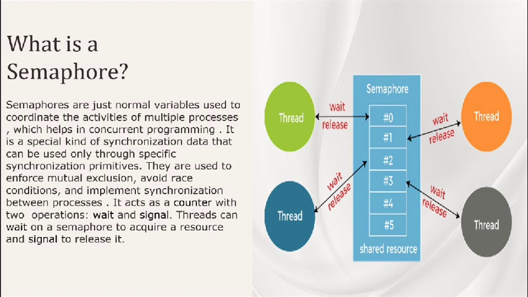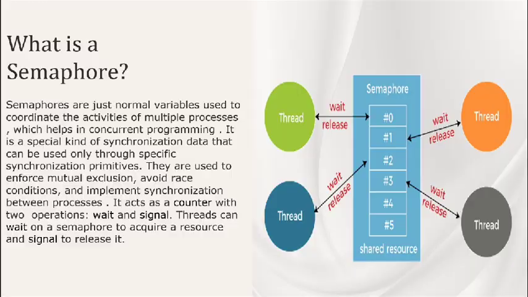Semaphores are used to provide mutual exclusion, avoid race conditions, and implement synchronization between processes. It basically has two operations, they are wait and signal. And using these two operations, a semaphore acts like a counter. Threads can wait on a semaphore to acquire a resource and signal to release it.